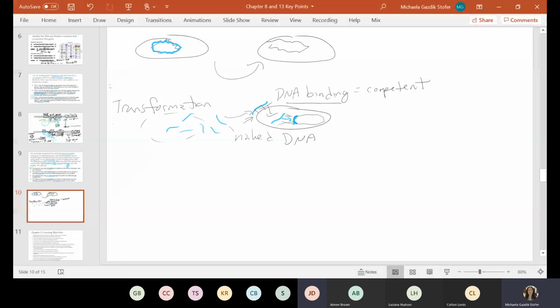I just had a curiosity question. With the DNA that gets replaced with the recombination, what happens with that older DNA that's no longer part of the circular genome? That's a good question.